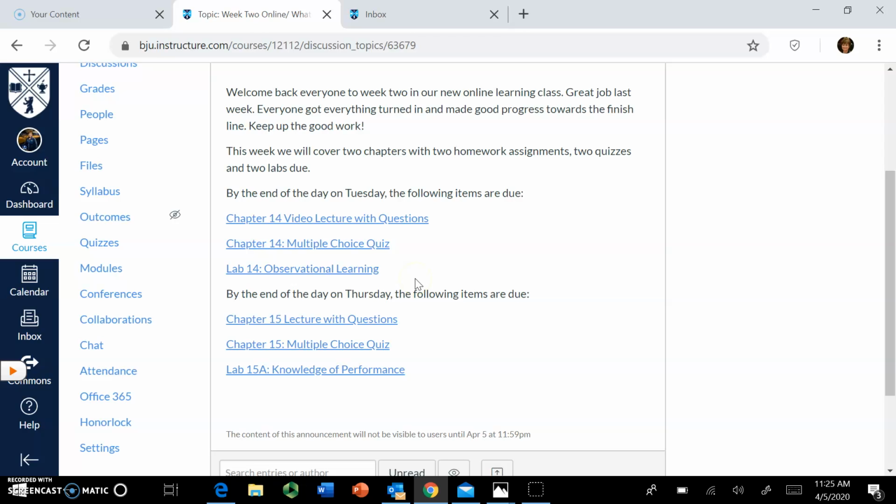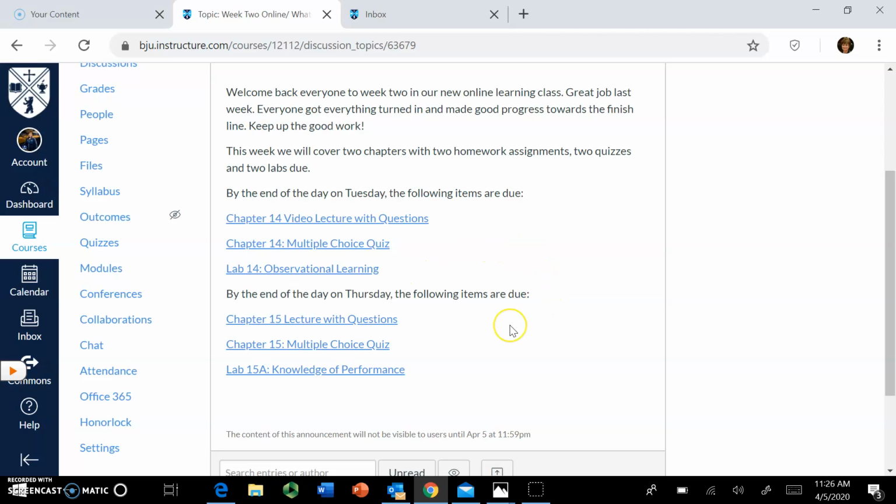For the lab, I have tried to explain it as well as I can, but I really encourage you that if after reading through the lab and the directions of the lab you still are having some confusion, please shoot me an email and let me know. I'll be glad to help you. It's probably best not to wait till the last minute in case something does come up. But again, chapter 14, lecture with questions, quiz, and the lab, which is observational learning, would be due by the end of the day on Tuesday.